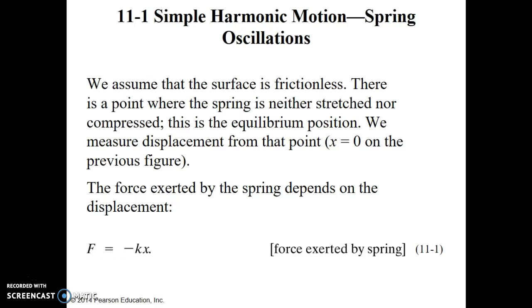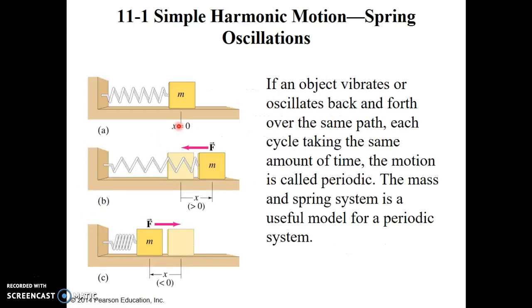Now, assuming that the surface is frictionless, this is going to go on forever and ever. It will never stop. Every time the mass passes the center, which we defined here as the x equals 0 position, this is called the equilibrium point. This is the point at which the spring is completely relaxed. In other words, there is no force on the mass. It's just the momentum of the mass that carries it back and forth.